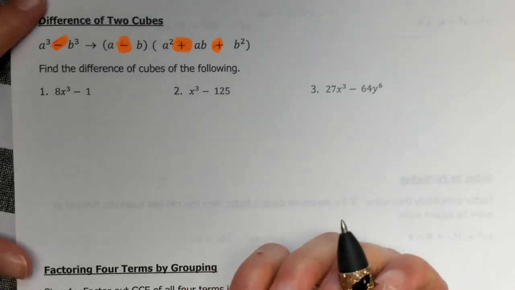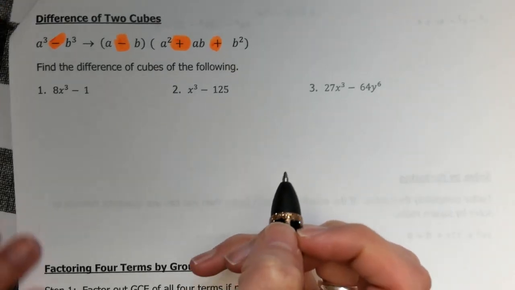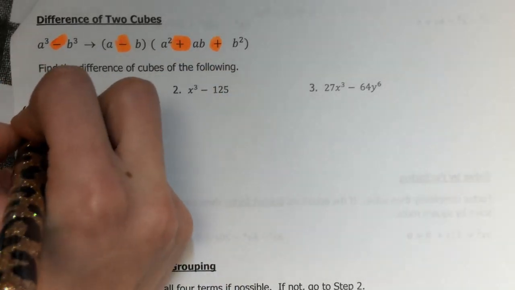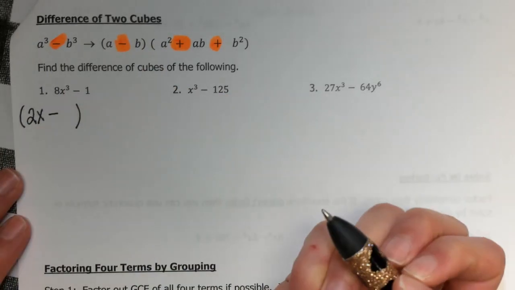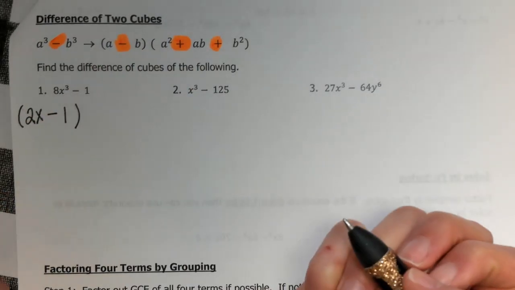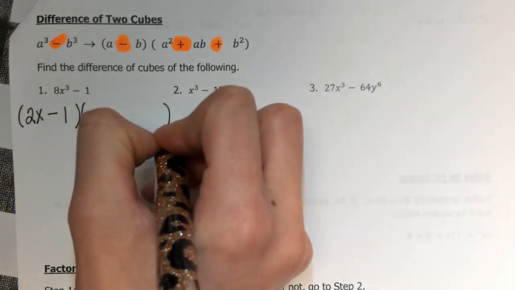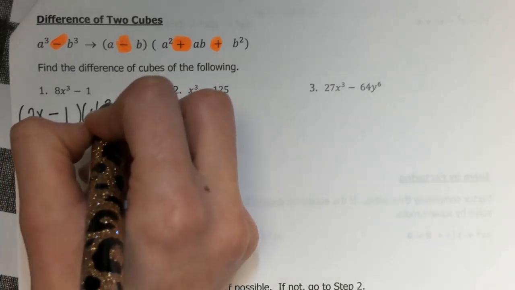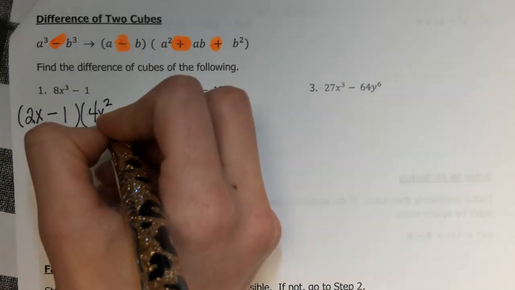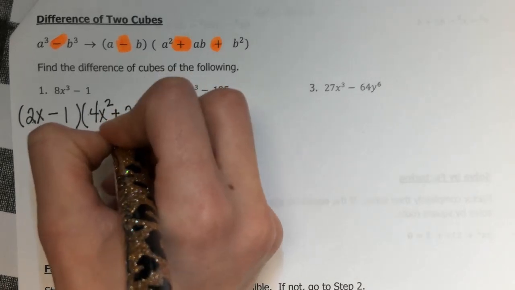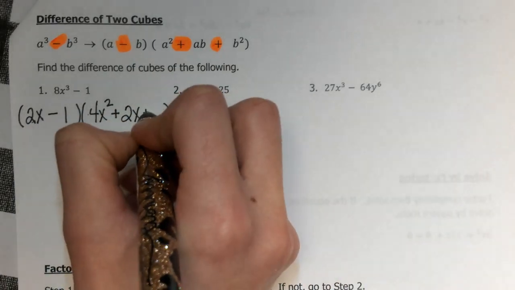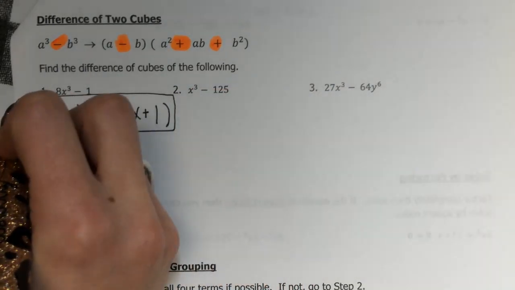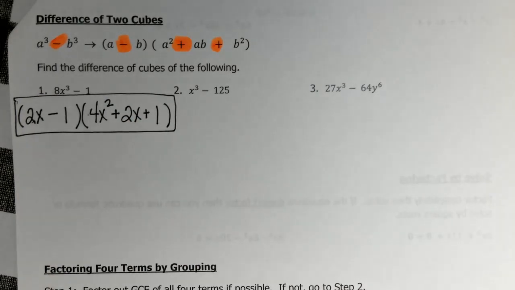So if I have 8x cubed minus 1, I do not need to take out a GCF here. So the cube root of 8x cubed is going to give me 2x. I'm going to bring down the minus, and the cube root of 1 is 1. Then I'm going to use that to build my trinomial. 2x squared is going to give me 4x squared. And then 2x times 1, I change my sign to a positive, and that's a 2x. And then plus 1 squared, which is 1. So as long as you get the pattern down, it shouldn't be too difficult to factor it.